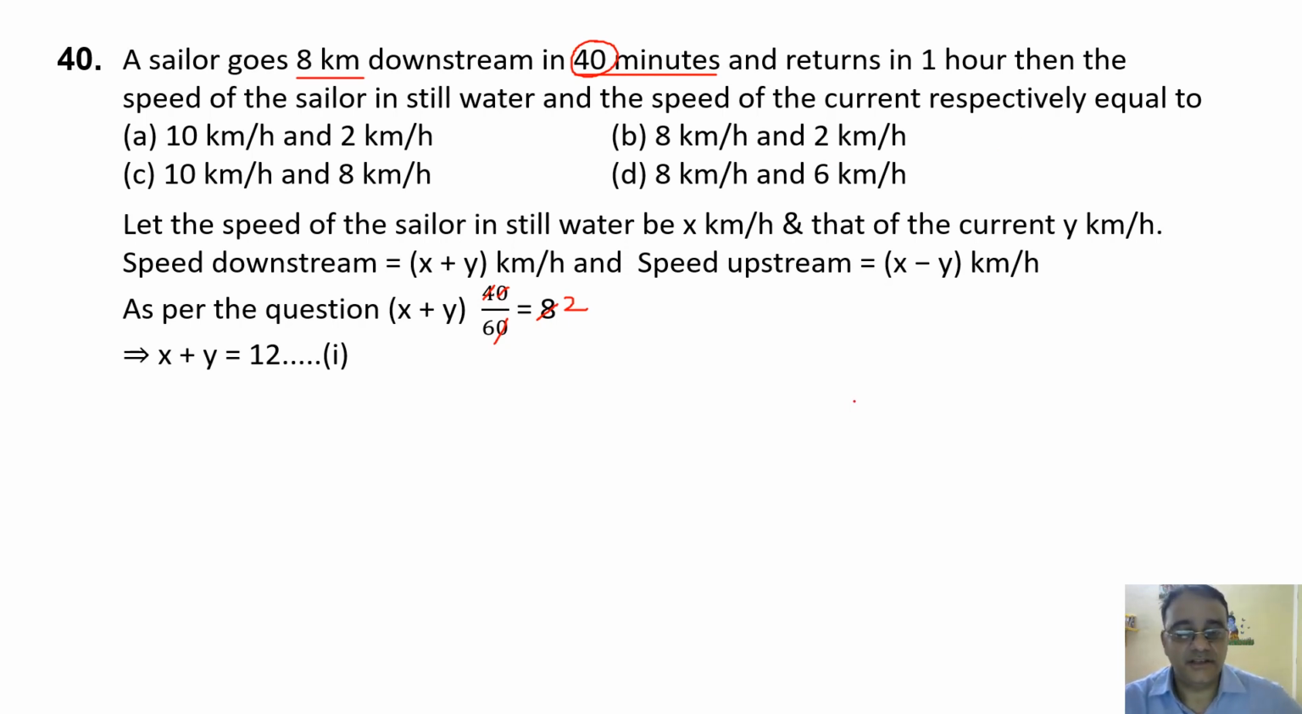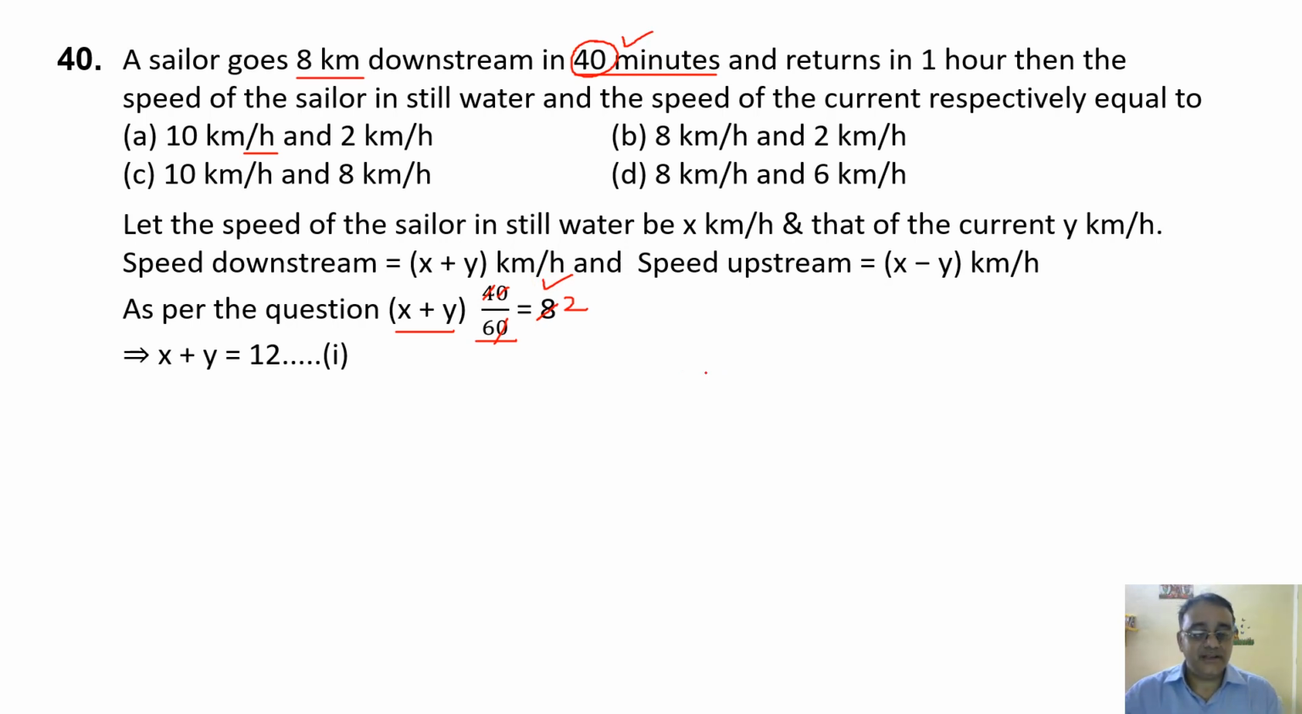Sir, I have a doubt. Yes, sir, why we have taken 40/60? Because the speed is given per hour and the time is given in minute. How will you convert minute to hour? By divided by 60. Right. So speed into time is equals to distance. Clear? Yes, sir. Okay, fine.